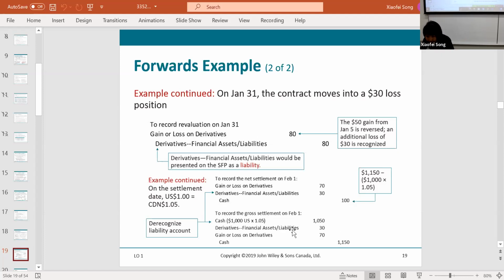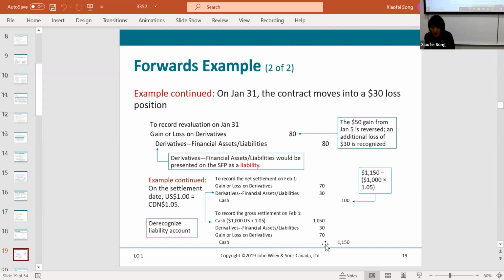And we need to remove this forward contract. The forward contract is a liability of $30 that requires us to debit that liability to remove it. So we'll debit the derivative financial asset/liability, it's a liability here, $30. That will remove it. And then the $70 is a plug-in. The $70 plug-in is the gain or loss on derivatives. So that's the taking delivery journal entry.